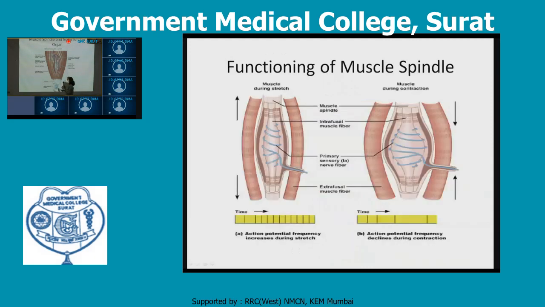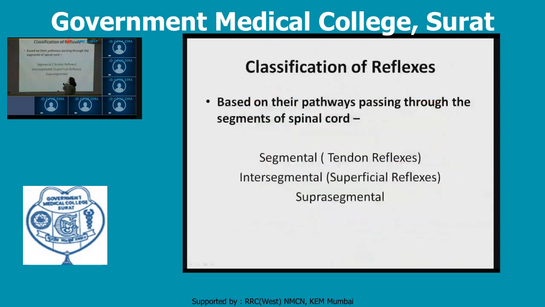Now, the classification of reflexes. We can classify reflexes depending upon various conditions, and depending upon the pathways they pass through, which segment of the spinal cord, they are classified as segmental, intersegmental, and suprasegmental. Segmental reflexes mean the afferent goes to one segment and then the efferent comes out of that segment, and the example is tendon reflexes.